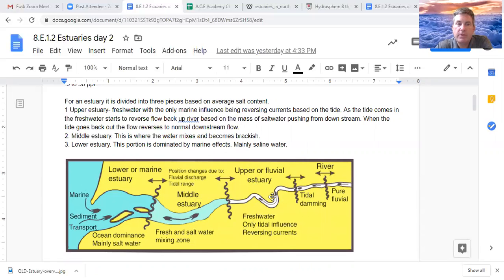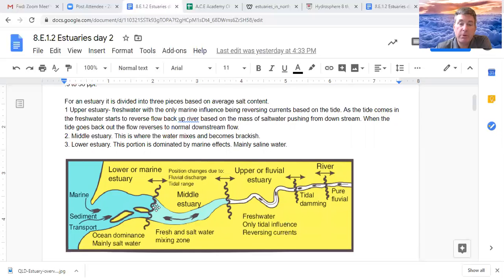Reversing currents means as the tide moves in, it pushes the water up this way. This current, because normally water flows downriver, stops flowing and may actually reverse flow for a little bit as the tide hits its highest point. So the upper estuaries are those pieces of the river where the tide forces a reversal of flow. That's what they call the upper estuary.